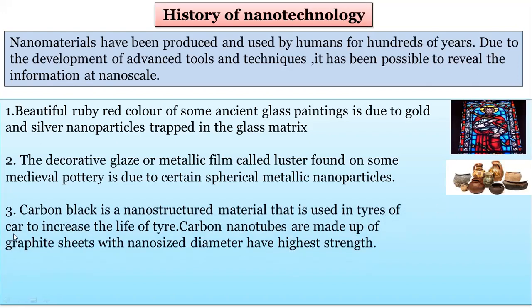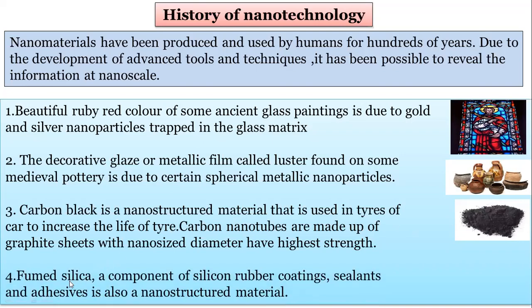Then the next one is carbon black. You know about this carbon black, it is a nanostructured material. It is used in tires of cars to increase the life of the tire. Carbon nanotubes are made up of graphite sheet with nano size diameter, and have highest strength. So this is a picture of the carbon black. It is used in paints also. It is used for the preparation of ink also.